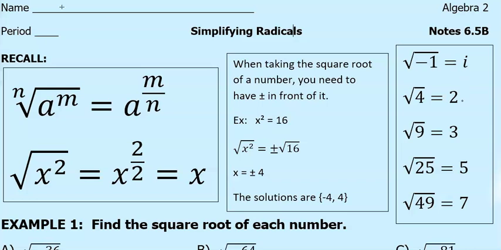Here are some perfect squares that you need to remember when simplifying radicals. The square root of -1 is i, the square root of 4 is 2, square root of 9 is 3, square root of 25 is 5, and the square root of 49 is 7. You'll use these properties to simplify the square roots in the following examples.